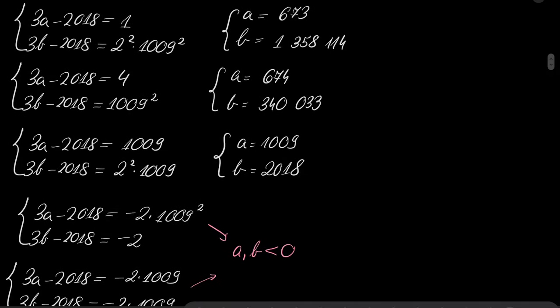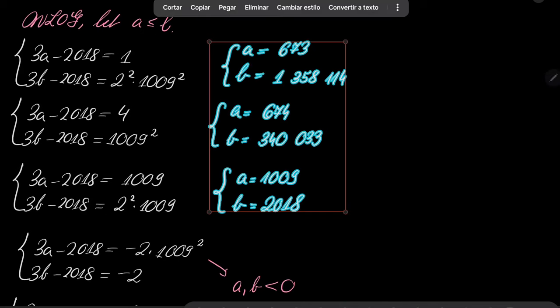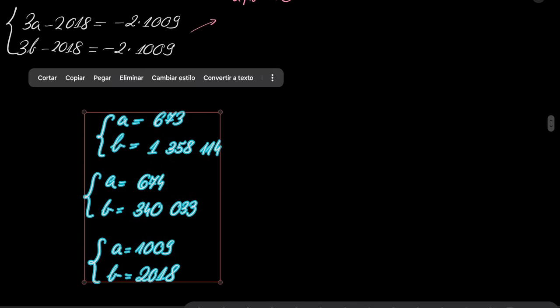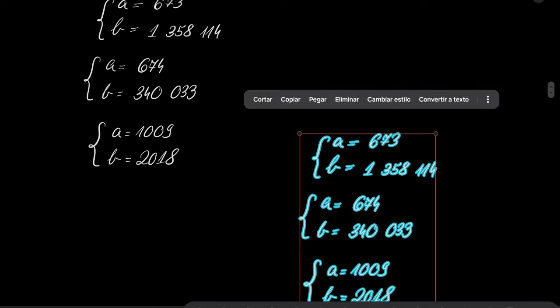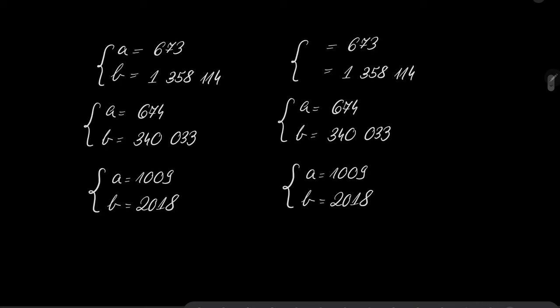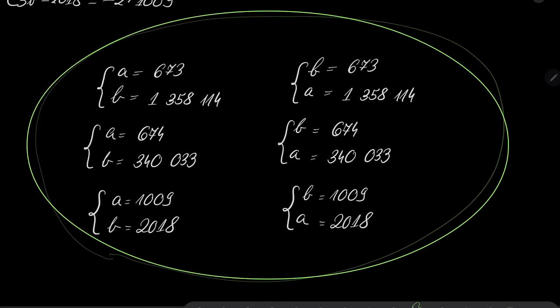And also remember that we have assumed that a is less than or equal to b, but it can also be the other way around. So we can take these possibilities and exchange a and b, and we'll have solutions again. And that is it. We have 6 pairs of solutions in total. So yes, that closes our problem.